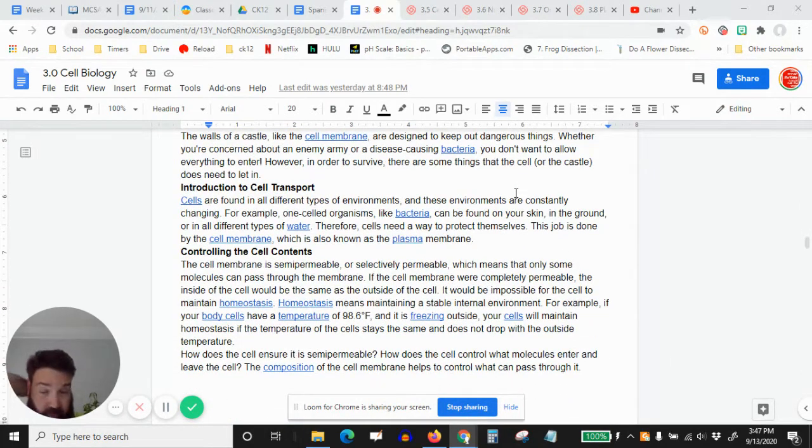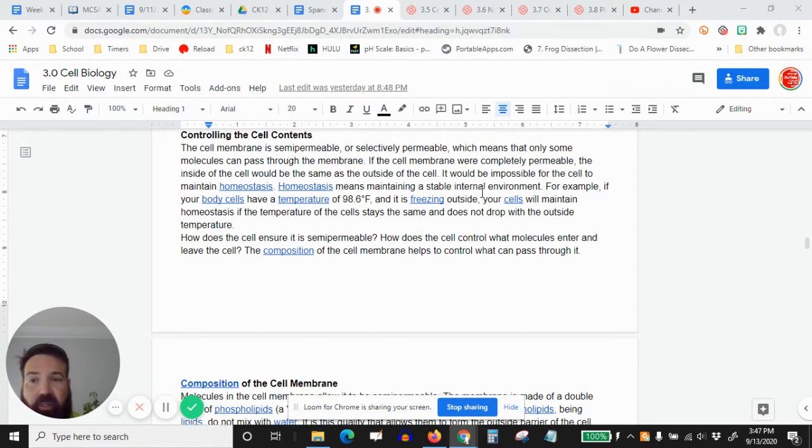Introduction to cell transport. Cells are found in all different types of environments, and these environments are constantly changing. For example, one-celled organisms like bacteria can be found on your skin and the ground or in different types of water. Therefore, cells need a way to protect themselves. This job is done by the cell membrane, which is also known as the plasma membrane, controlling the cell contents.